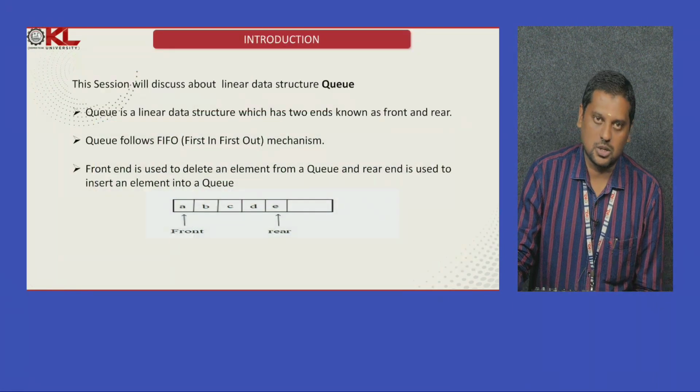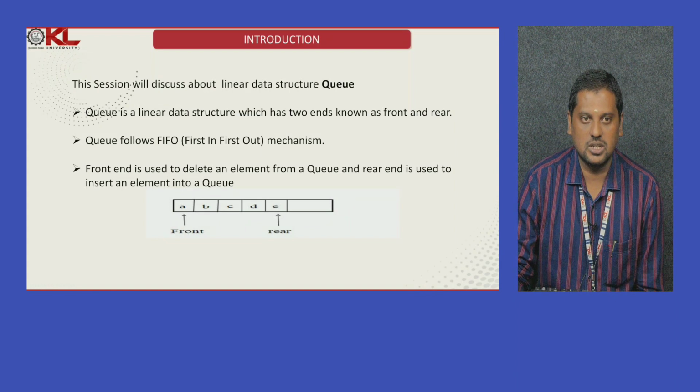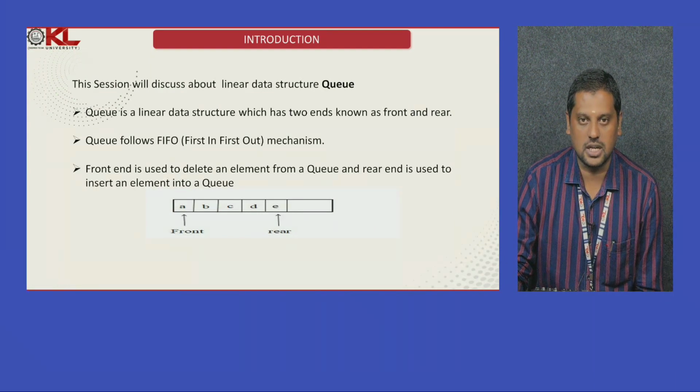Now starting with the introduction. You should know that Queue is a linear data structure which has two ends known as front and rear. Queue follows a specific mechanism, that is FIFO, first in first out. In order to perform the Queue operation, we use the front end to delete an element from the Queue, and the rear end is used to insert an element into the Queue.